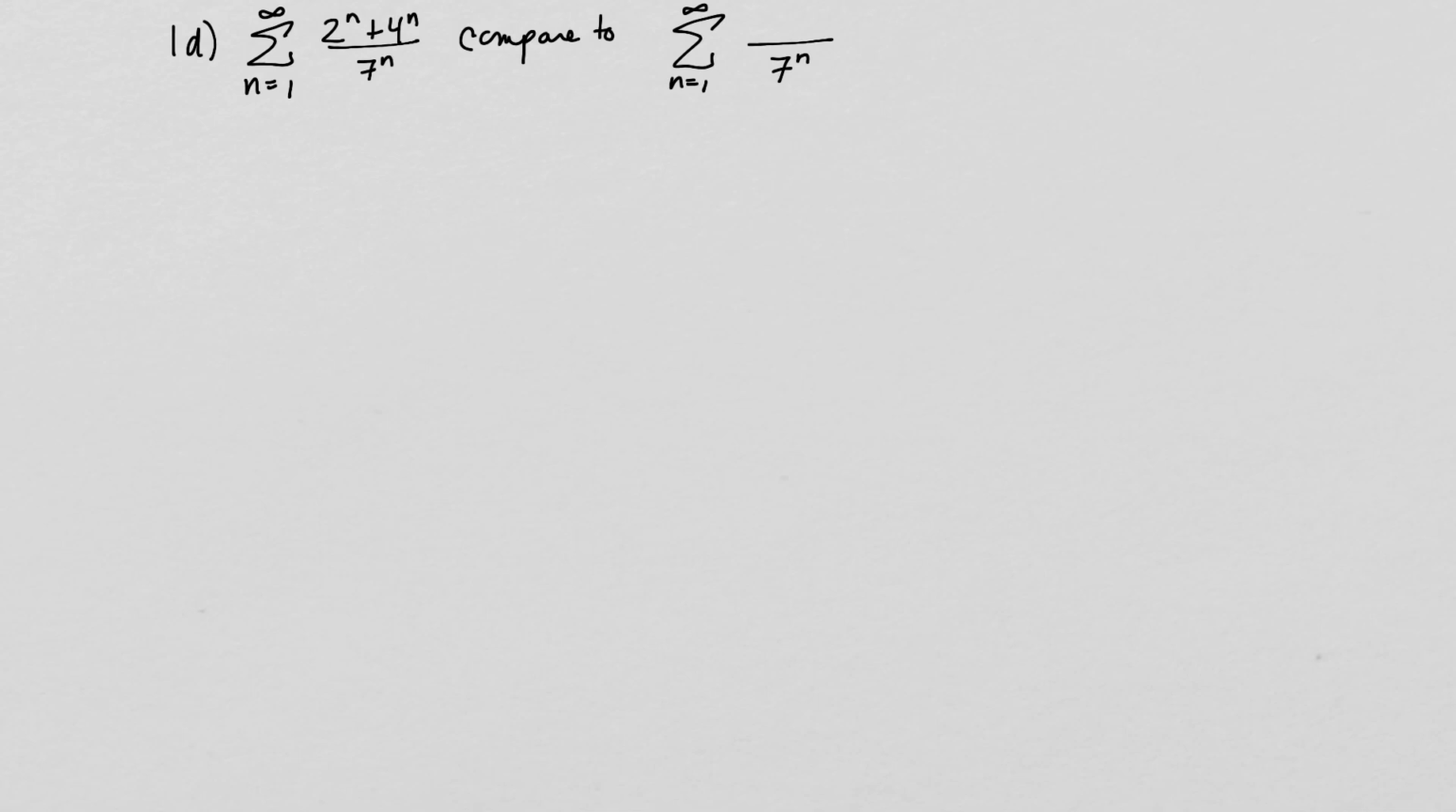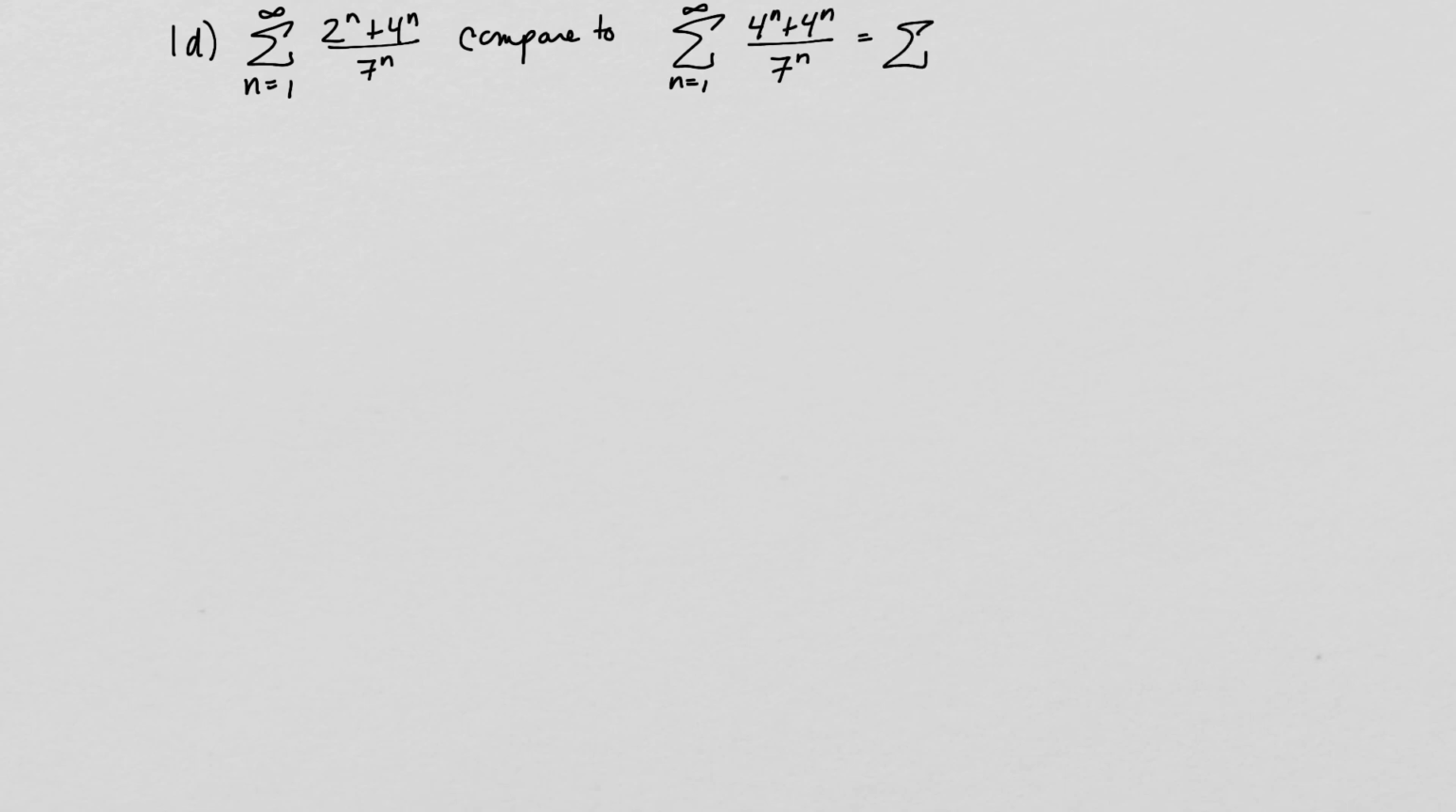My problem, right, was that I picked just 4 to the n on the top, and that converged, but then I couldn't say that my original function was less than it. So what I'm going to do this time is, if you notice, my top has 2 pieces. I'm going to replace this 2 to the n with another 4 to the n. So I'll take the biggest thing on the top and I'll replace everything on the top with it. So let's compare to 4 to the n plus 4 to the n.